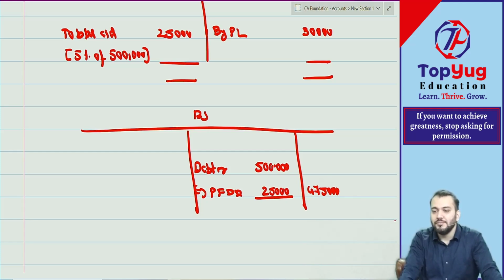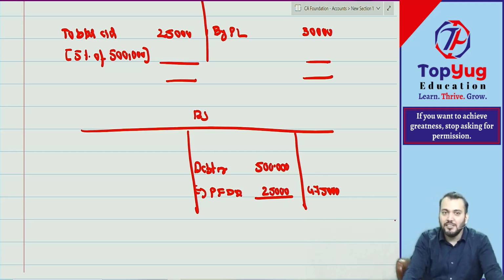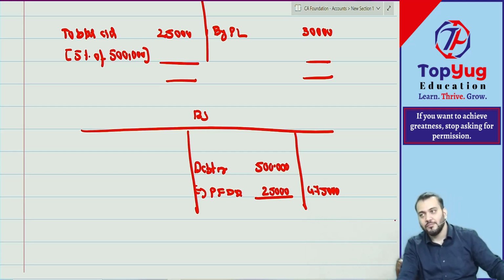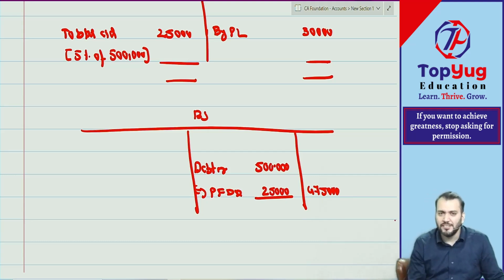Last class we have done two important adjustments. One is for depreciation, one is for provision for doubtful debt. Any doubt in those two adjustments? Any doubt? Have you understood? No doubt. So will you take one more example? You will do it on your own.